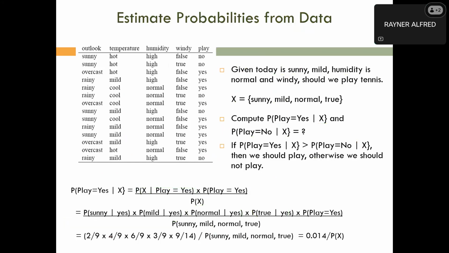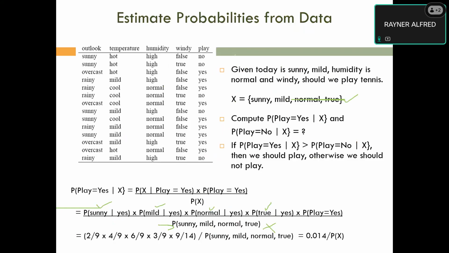Since we have all the x here, we just put in sunny, mild, normal, and windy is true. For this one, we can ignore it, because for both yes and no we will be using the same.